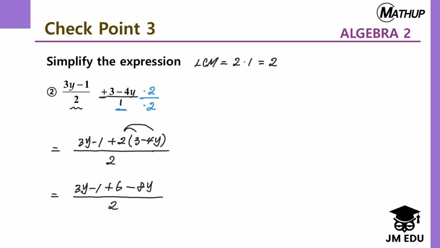So that is equal to, we have 3y minus 8y. 3 minus 8, that's minus 5y. We have constant negative 1, minus 1 plus 6. Minus 1 plus 6, that's plus 5. And denominator 2.